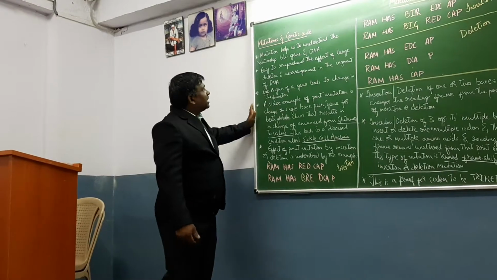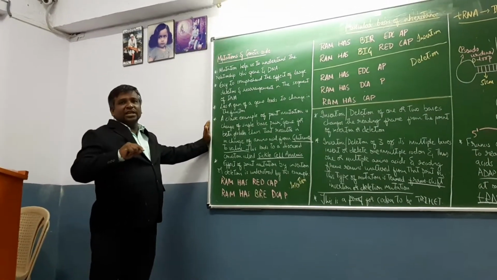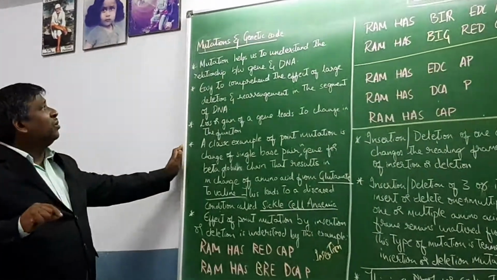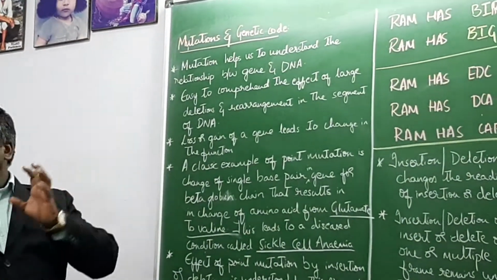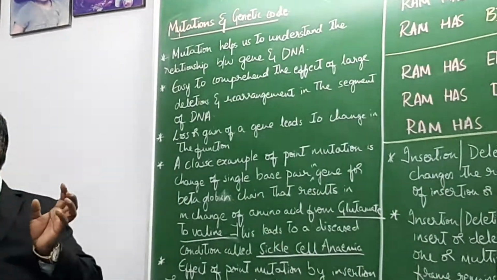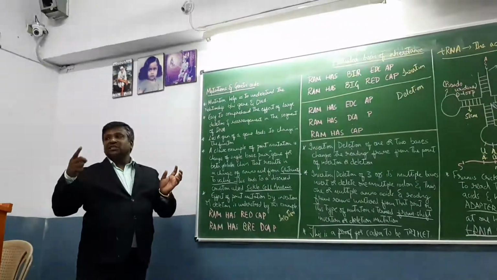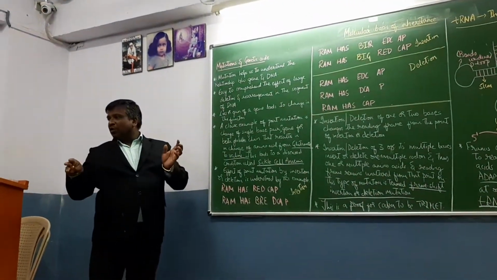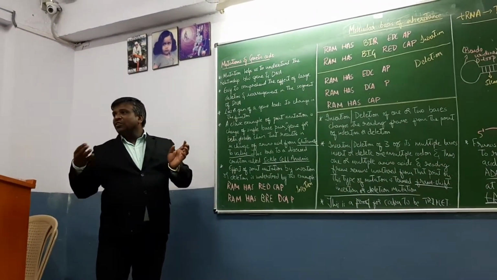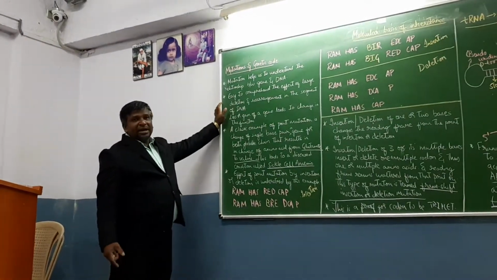Today we are going to discuss mutations and genetic code. Mutations at the level of genetic code. Mutation helps us to understand the relationship between gene and DNA. What is the length of DNA which functions as gene? I have given different definitions: histone, muton, recon, replicon. There are different definitions of gene. So easy to comprehend.